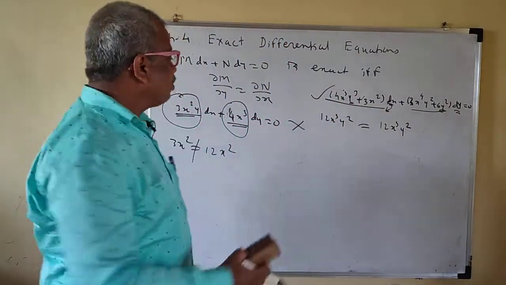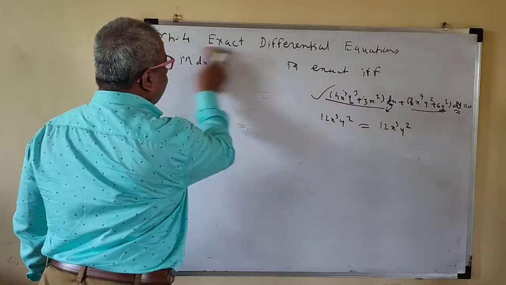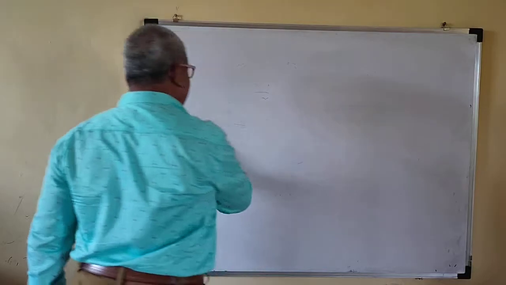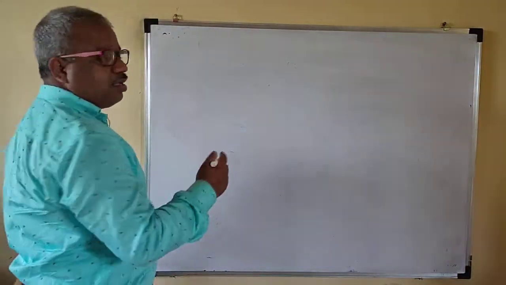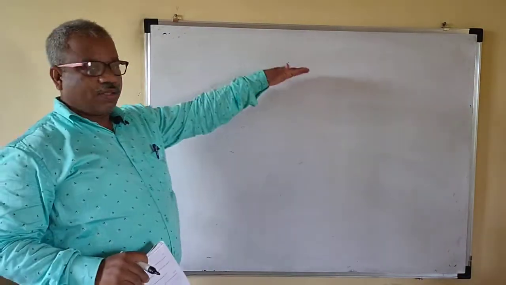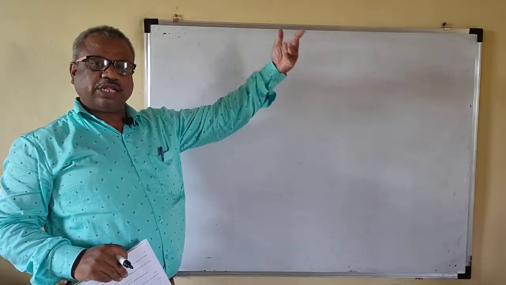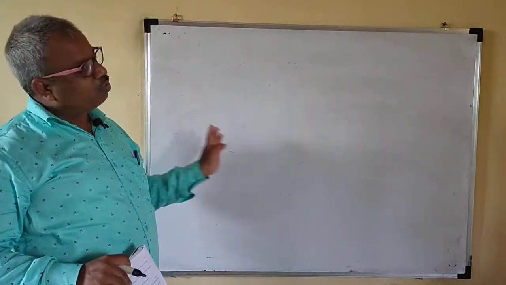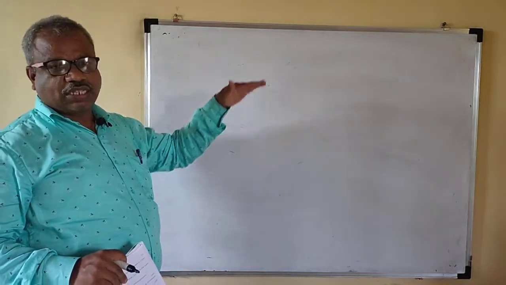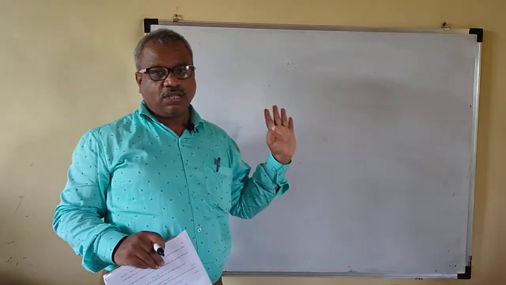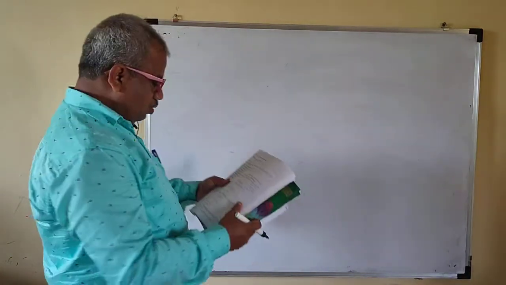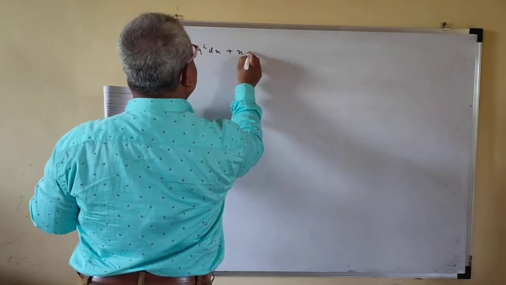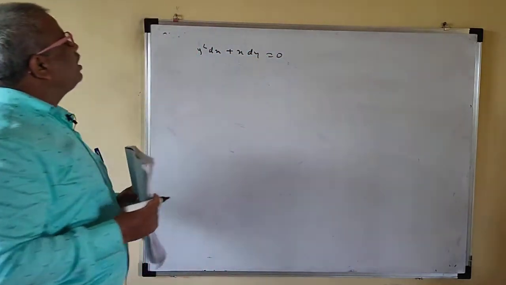A question may be asked: which of the following is not exact, or which of the following is exact. So you have to check the first one, then the second one. If dou M by dou y is not equal to dou N by dou x, then it is not exact. Check the first one, the second, the third. Don't check the fourth one; the fourth one will be your answer if the condition is not satisfied for the first three. Okay, so we'll do an example of this. Suppose y square dx plus x dy is equal to 0. Is it exact?